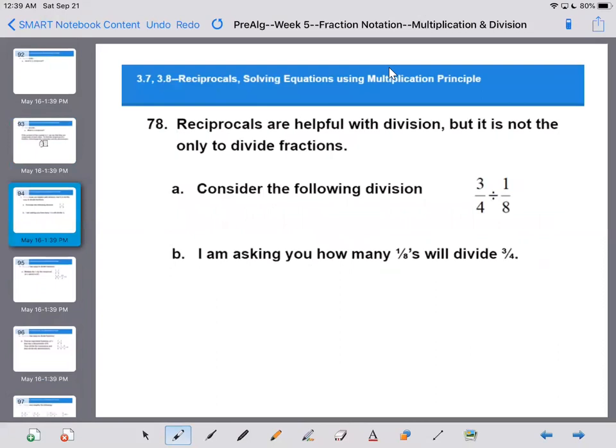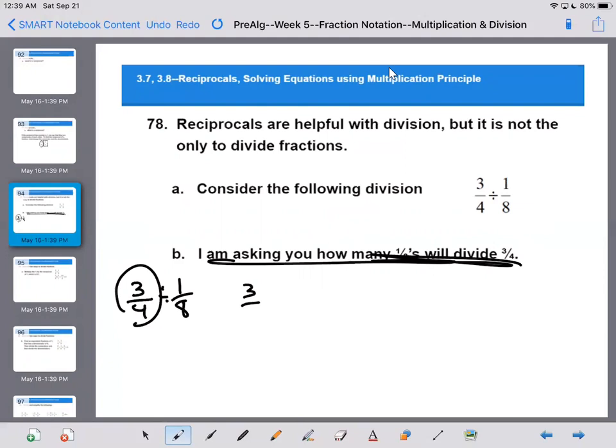And it's helpful with division. So if you're looking at division of fractions or whole numbers by division, you can certainly use the reciprocal method to do that. So when we take 3/4 divided by 1/8, we are thinking, how many 1/8 will divide 3/4? Well, if we create an equivalent fraction to 3/4, then I just need an n divided by n, which would be 2 divided by 2, which would give me 6/8.